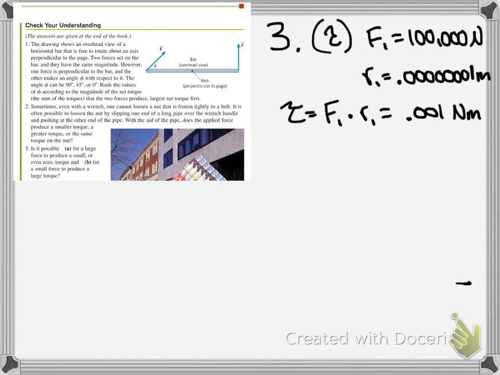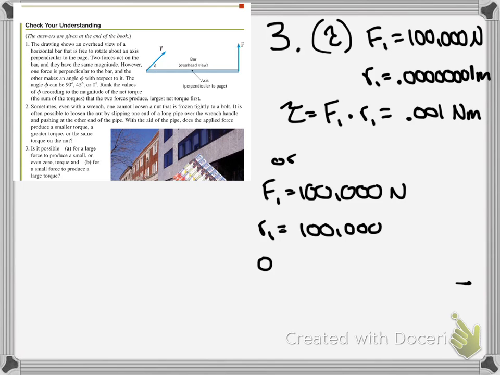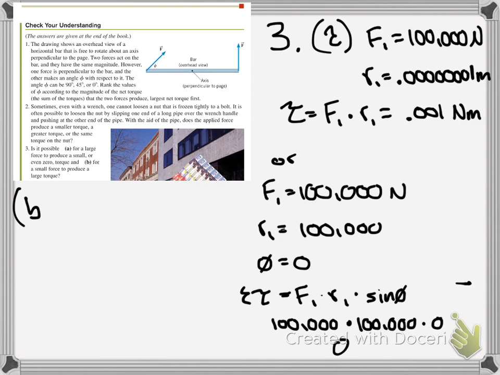Another way where you can have a large force and a small torque is if you have a small angle. So let's say your force is 100,000 newtons, and your radius is 100,000 meters. But your angle is 0. We know from my previous lesson that sine 0 is just 0. So if you do F times R times sine 0, you get 100,000 times 100,000 times 0, and that just produces a 0 torque. So those are the two ways where a massive force can produce a small torque.